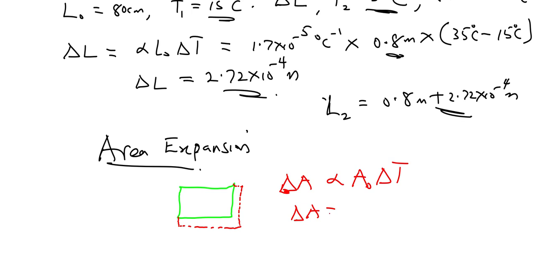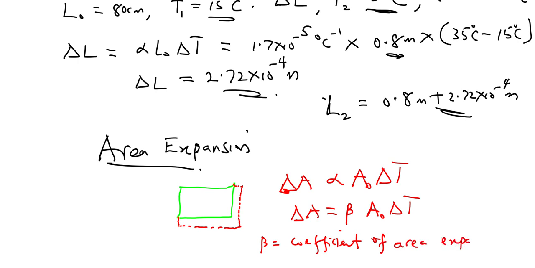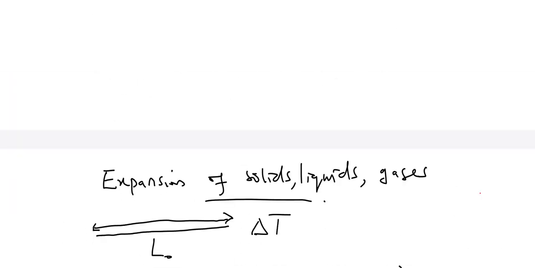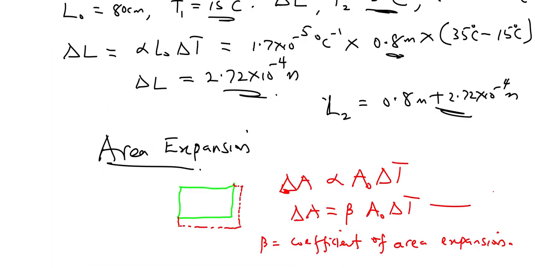In this case, the constant of proportionality, I'll denote it as beta. So delta A equals beta A naught delta T. This beta is called the coefficient of area expansion. Let me tag this as equation 7.